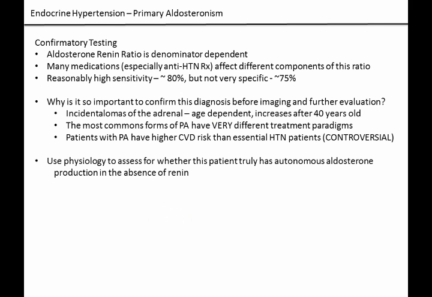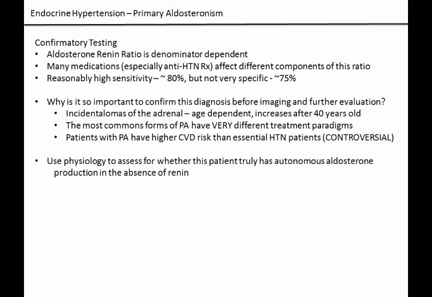However, that doesn't make the diagnosis. All right? The aldo to renin ratio is merely something that allows us to increase our index of suspicion that someone may have primary aldosteronism. There's a lot of medicines, especially high blood pressure medications, that affect that ratio. And because it is a ratio, it's denominator dependent. The lower the plasma renin activity, the higher the ratio actually gets. And so it's not a foolproof test. It's pretty sensitive. It's not very specific.